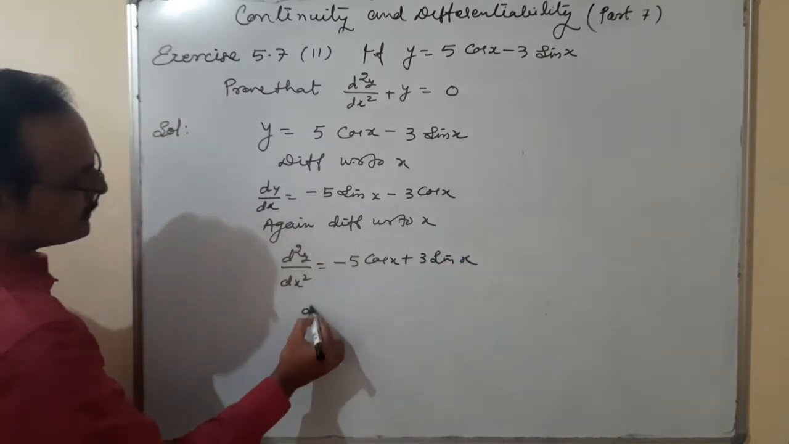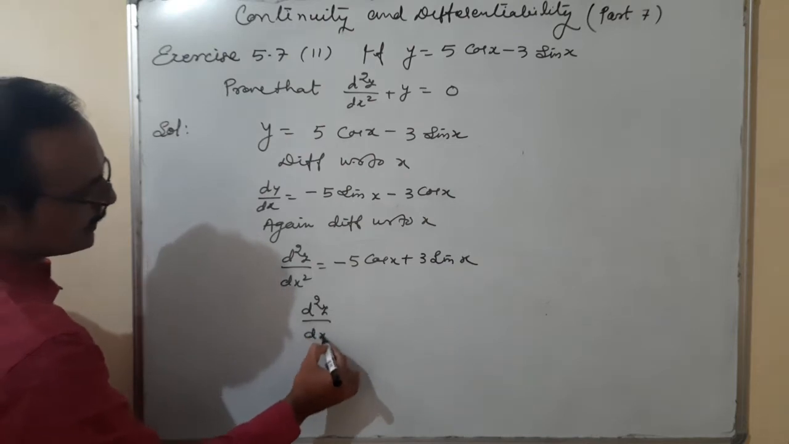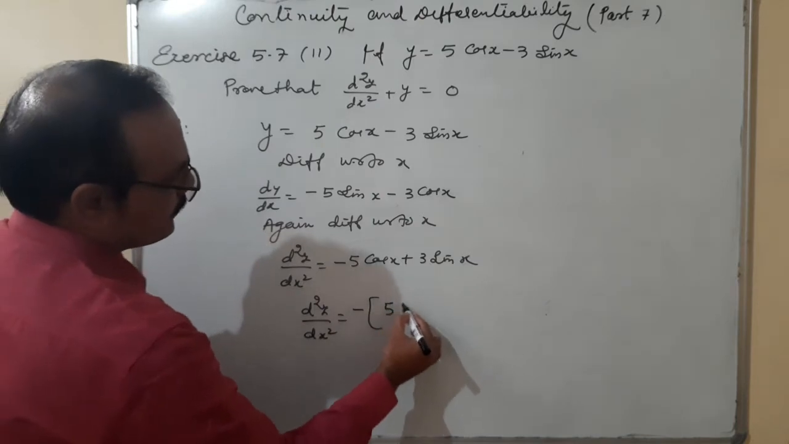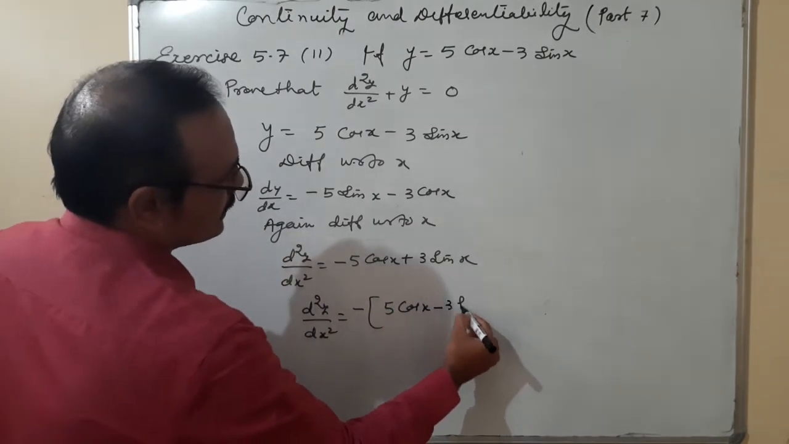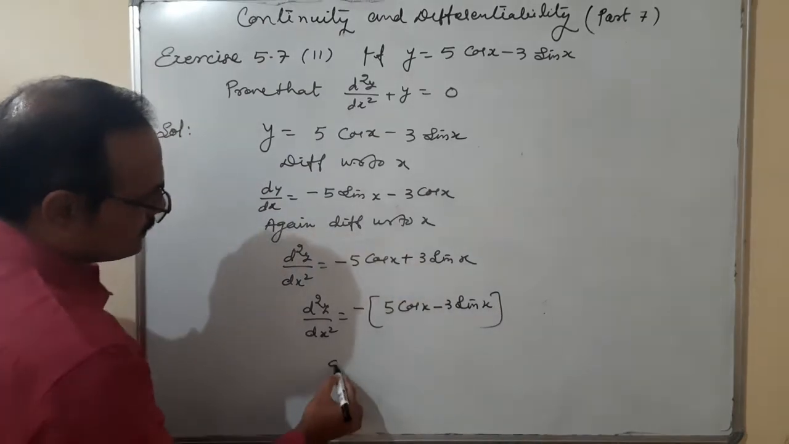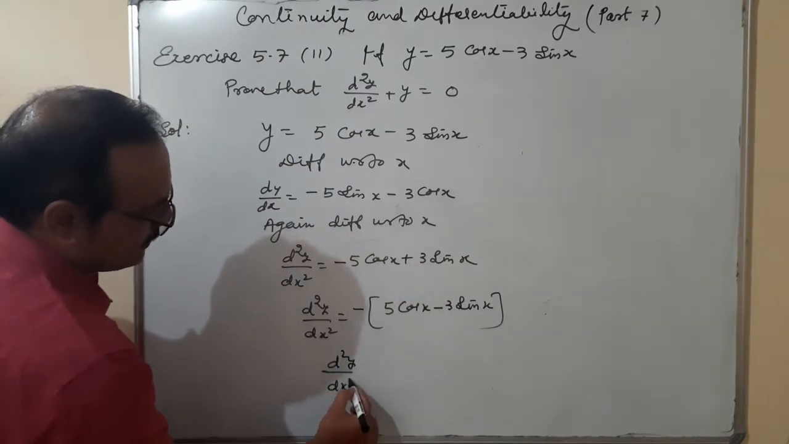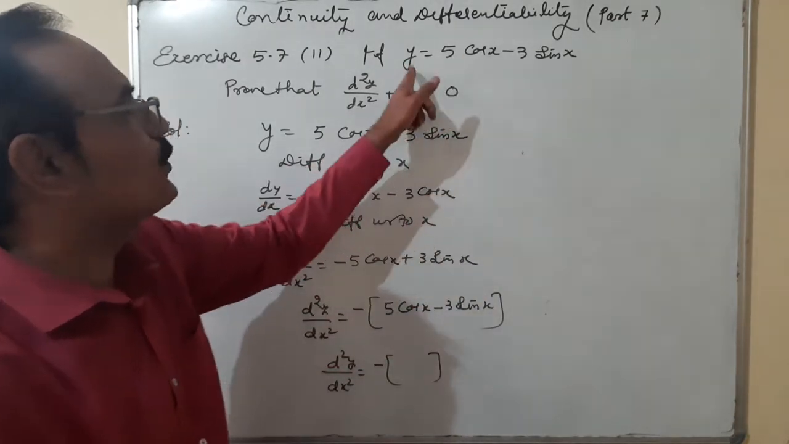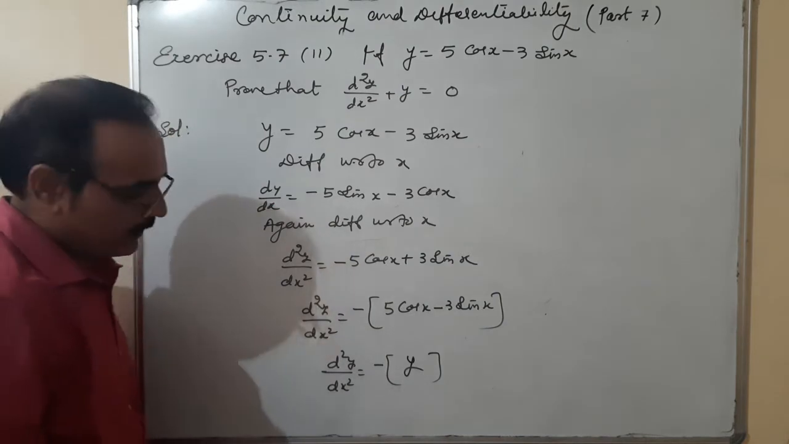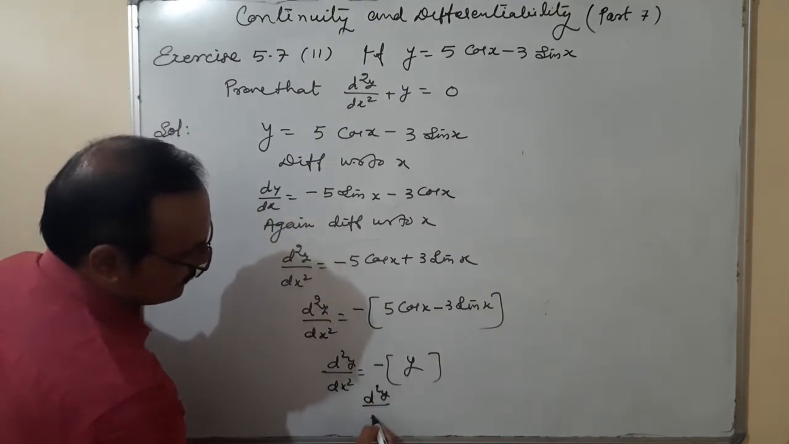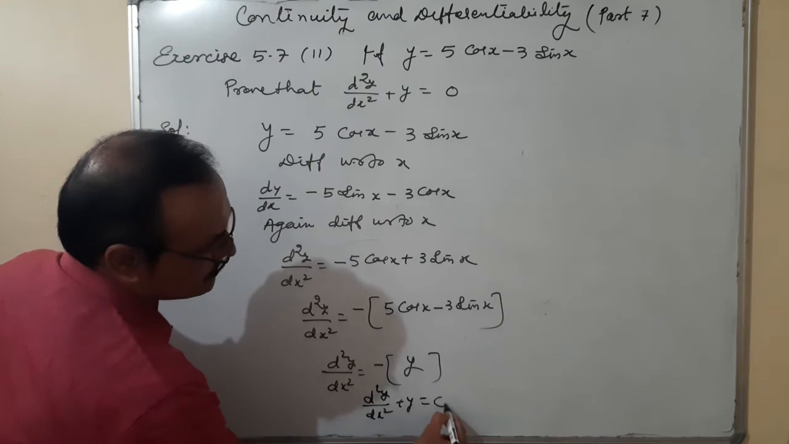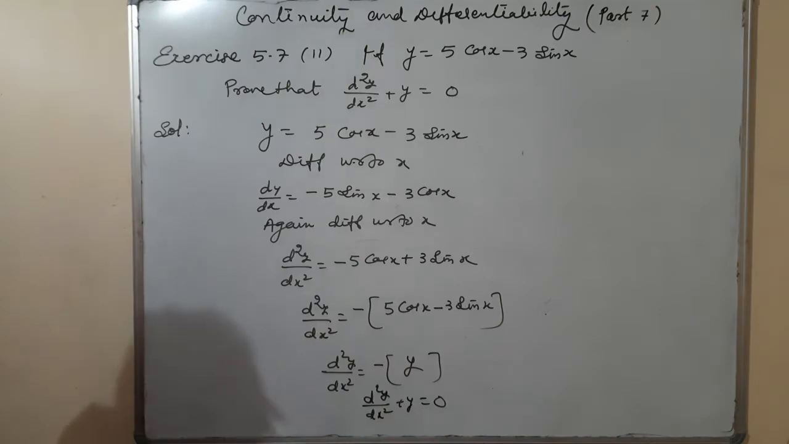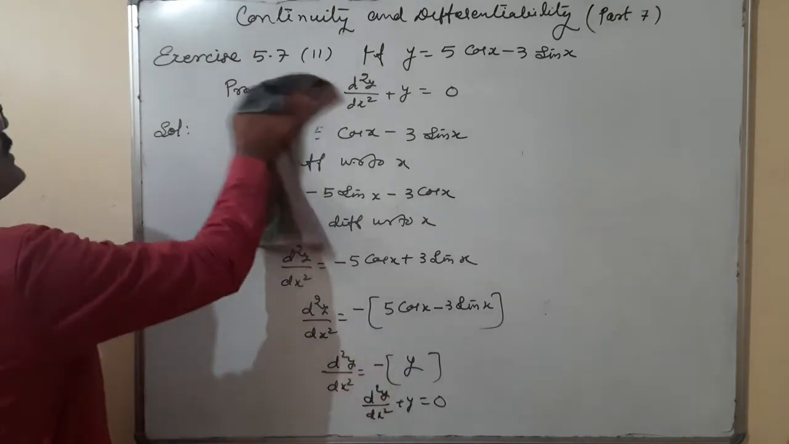Is that okay? That means d square y by dx square is equal to, if I take the minus sign common, minus of 5 cos x minus 3 sin x. You can see this value 5 cos x minus 3 sin x is equal to y. So here I can put y. That means d square y by dx square plus y is equal to 0. So verified. That is question number 11.